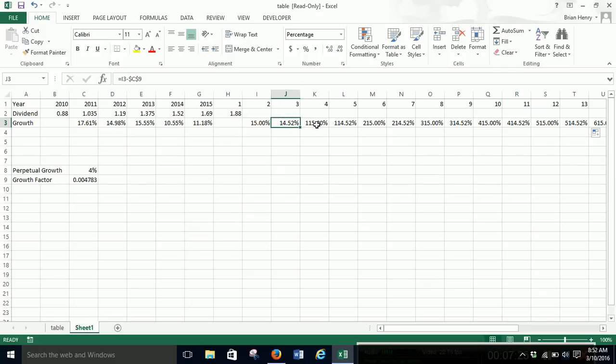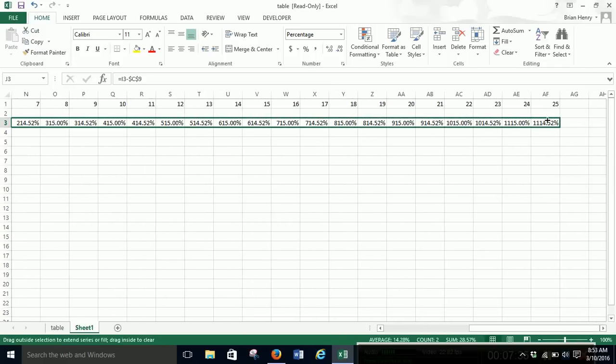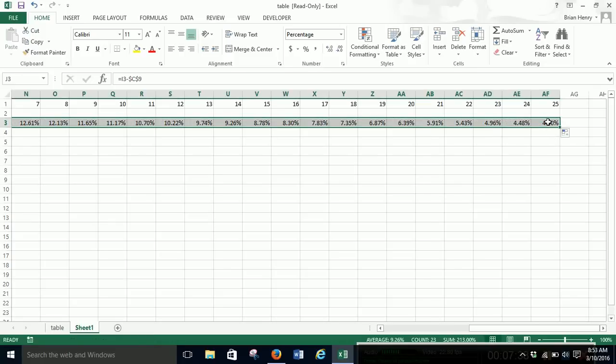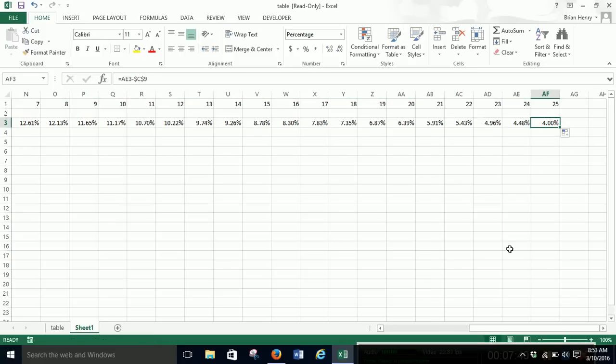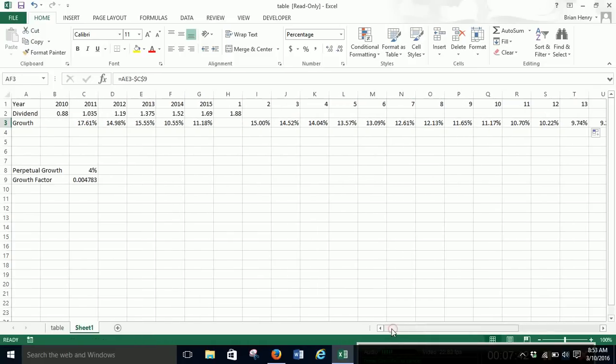I3 minus C9. What in the world? There we go, J3 minus C9, that's what we want. If you drag that over, it should hit 4% in year 25, and we can apply our perpetual model there, our DGM. And so then we can guess what the dividends are going to be using the growth rate.